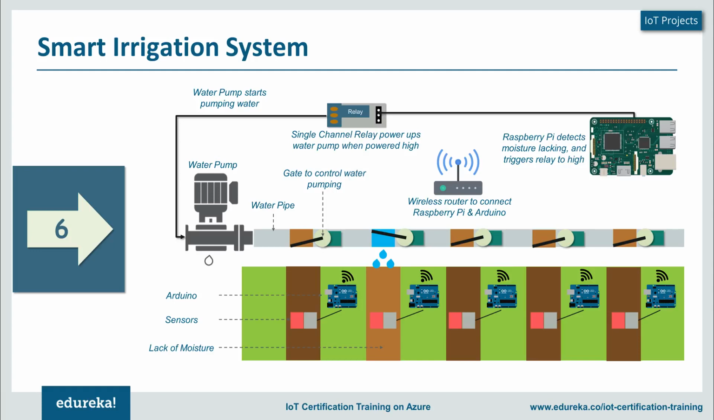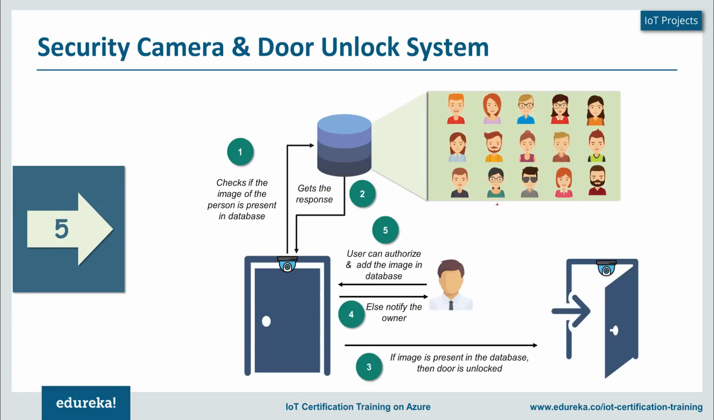So this in turn helps you to save a lot of water and also makes your life quite easier as well. So after this, your only task in your garden would be either setting up new plants or creating new water channels as such. The next project in our list is a security camera and door unlock system.